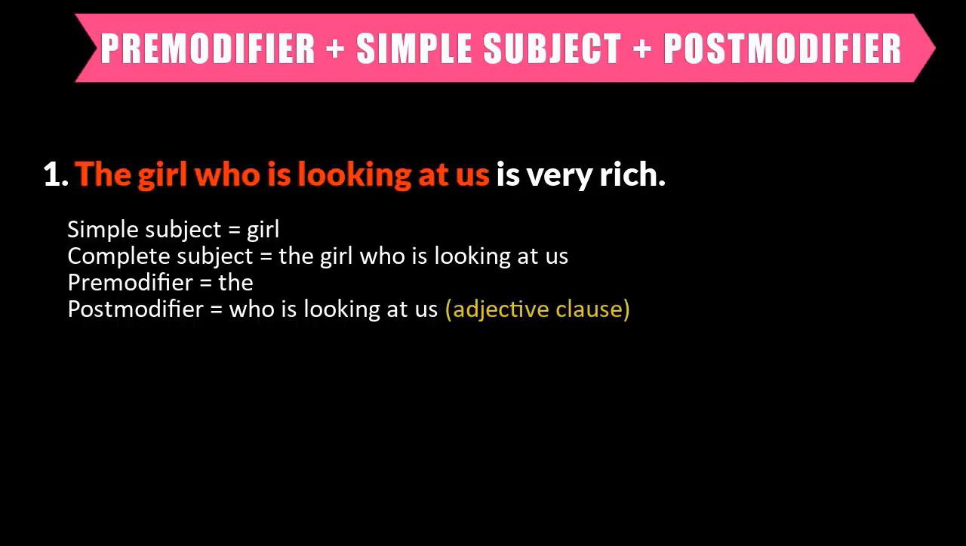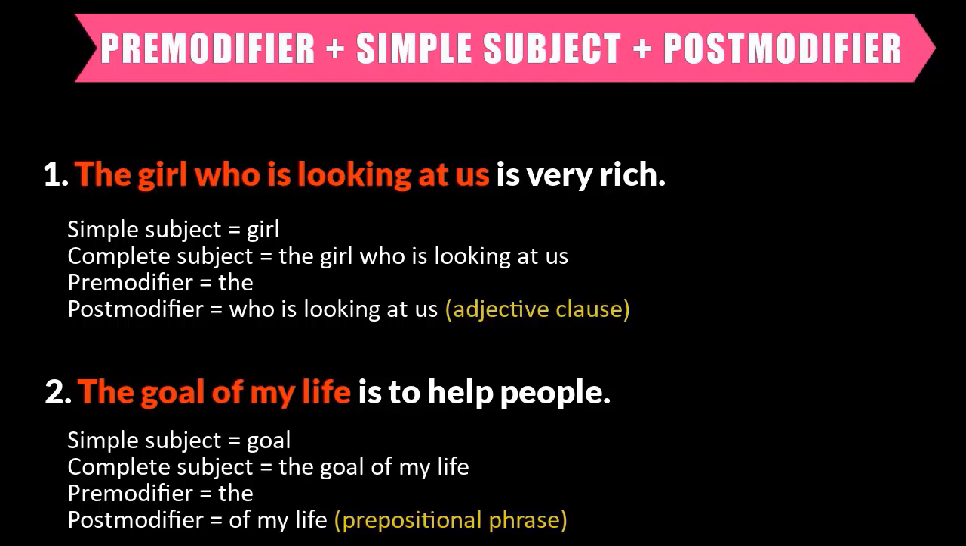You can reduce it to a present participle phrase as well. The girl looking at us is amazing. Another example, the goal of my life is to help people. The goal of my life, this is the complete subject, and the simple subject is goal. We have a pre-modifier, which is the, and a prepositional phrase working as a post-modifier, right?